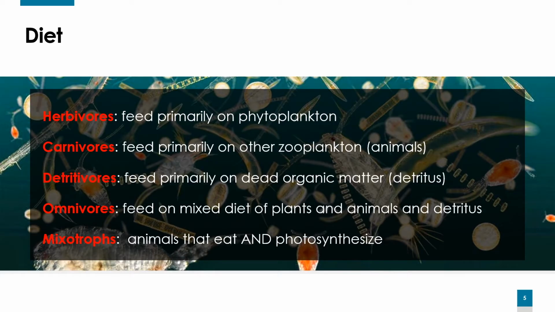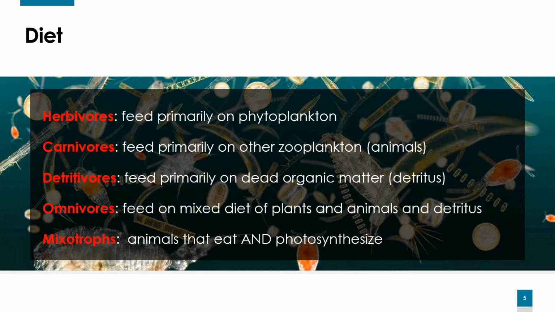And then we have zooplankton that are detritivores, or they eat primarily detritus, which is the dead organic matter that usually will fall throughout the water column. And then we have zooplankton that will also be omnivorous, and so they feed on a mixed diet of plants and animals and detritus. So probably one of the least picky eaters out there, so kudos to them, I suppose.